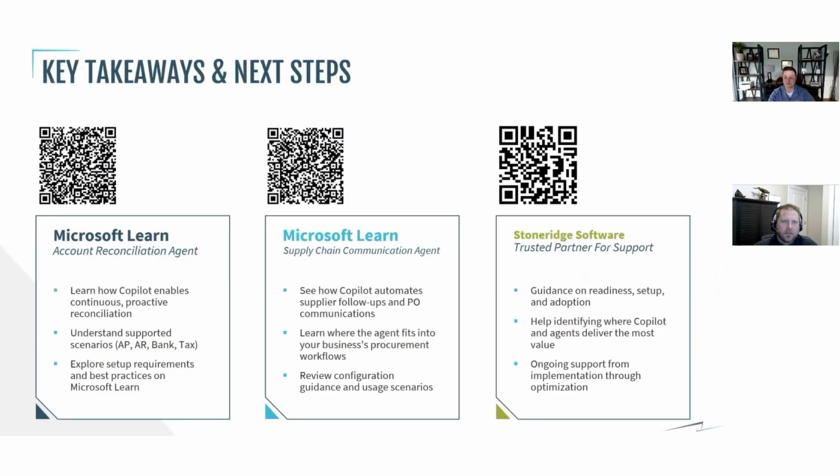All right. So the key takeaways and next steps. So we've shared some QR codes here. The account reconciliation agent and the supply chain communication agent, these links will take you to the Microsoft documentation where it walks through all of the details on how to configure and set these up. And then the third QR code here is the contact Stoneridge. If you need any help going through those, some more guidance on how to enable them, just reach out and we'd be happy to help you.